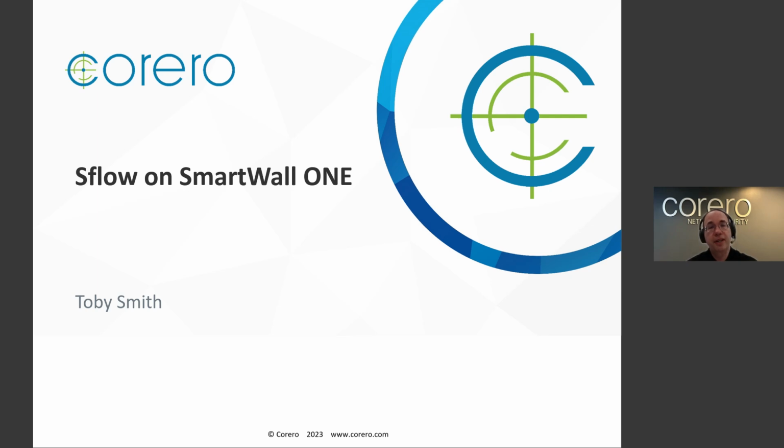But right now, we're just going to talk about sFlow and how the SmartWall ONE looks at sFlow, collects sFlow, and the apps that ride on top. So I just have a few slides here, and then we are going to go through some more in-depth examples. And then hopefully, if I get through this pretty quickly, we'll have time for questions that may go over. We'll see.